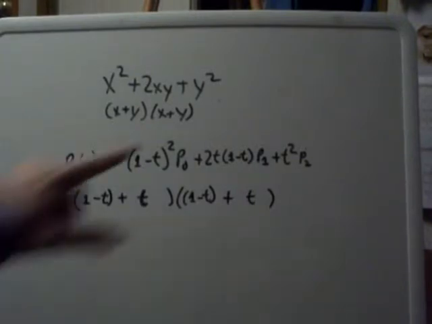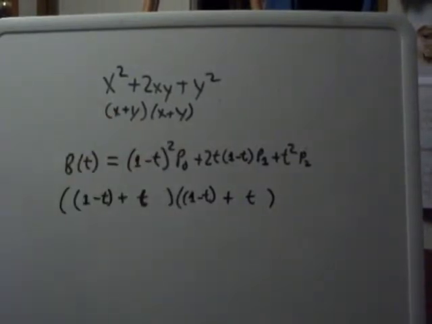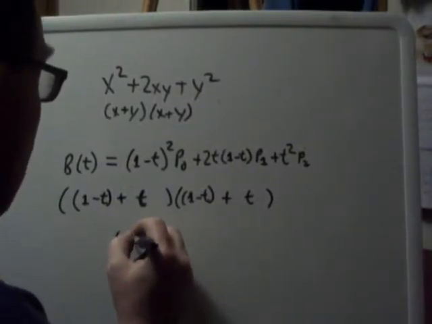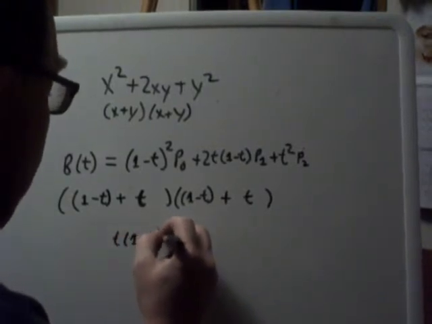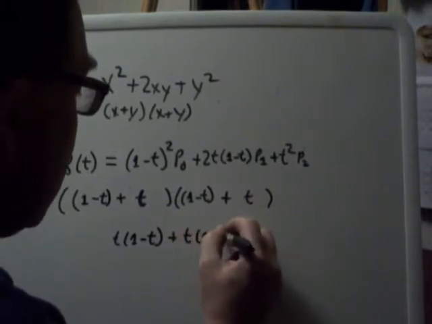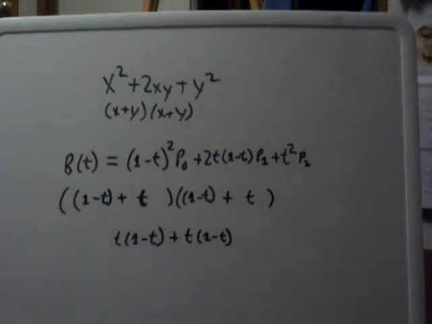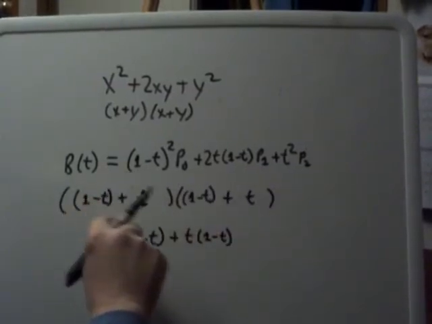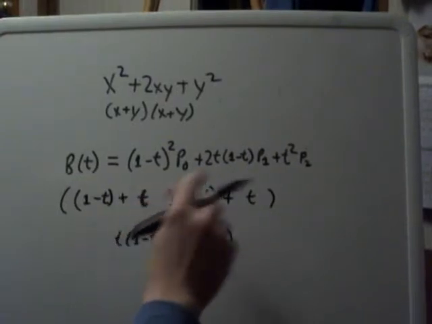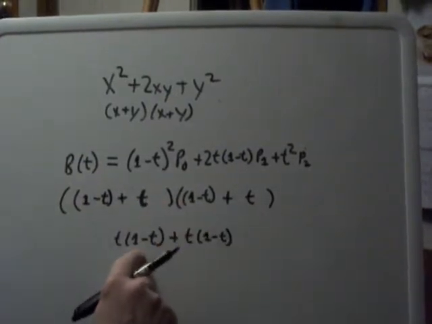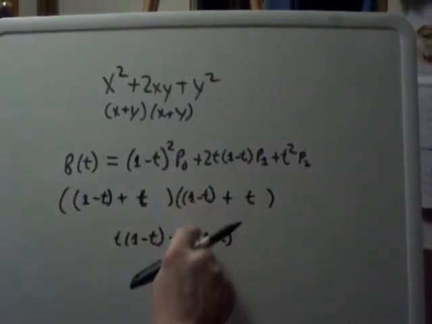Alrighty, now how did we get 2t? Well, what we have here is, I'll show you this, we have t times 1 minus t plus t times 1 minus t. How did we get those particular two terms? Well, we multiplied this term times, let's see, first, outer, inner, okay. We multiplied this times this and got that. We multiplied this times this, and we got that.